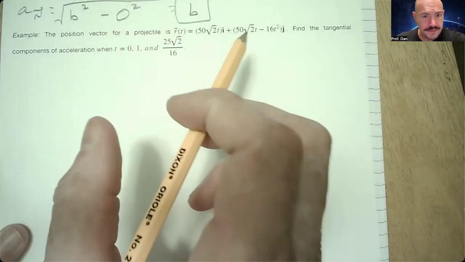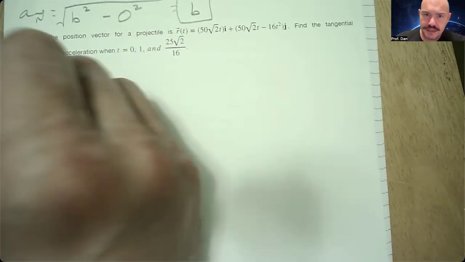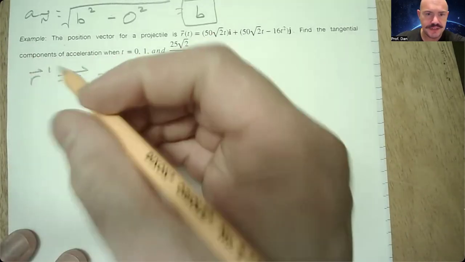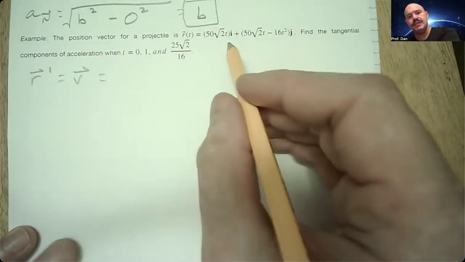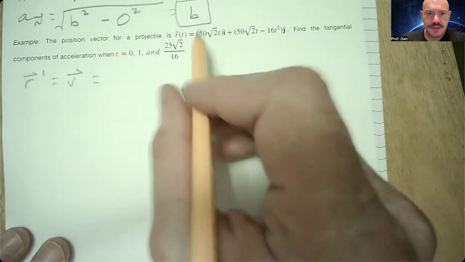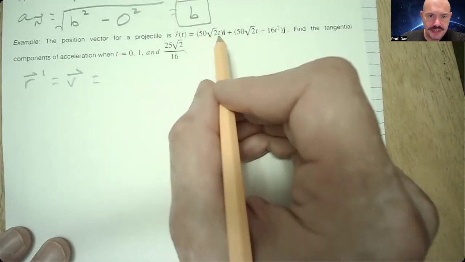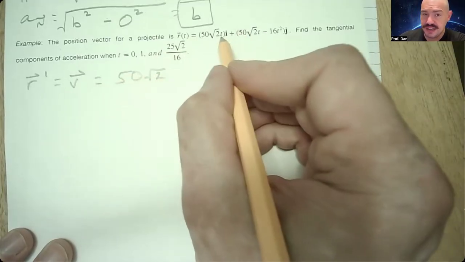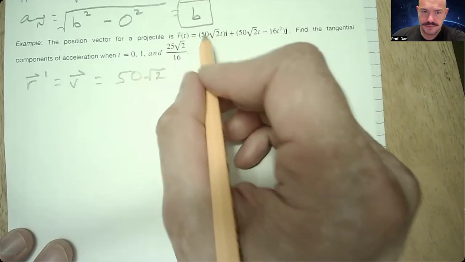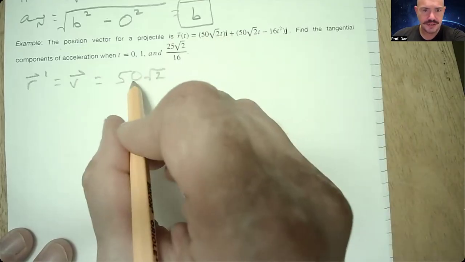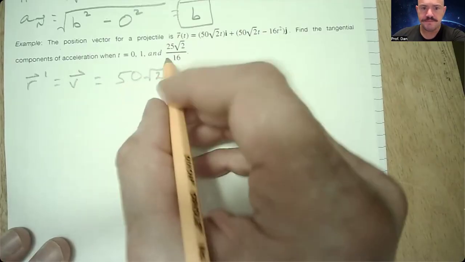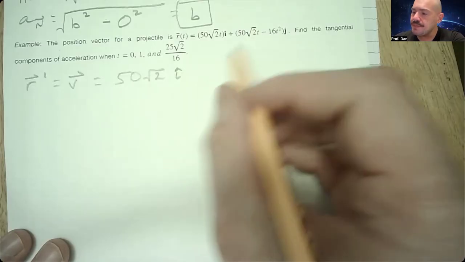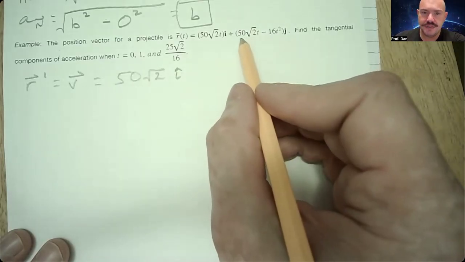Now, starting off, I can find my velocity vector. Same way, just component-wise, taking the derivatives of all of these. So derivative of 50 root 2 times t is 50 root 2. Notice that t is not inside the square root. So it's just a number times t, which is why the derivative is just the number. All right, plus, and then we take the derivative of this guy.